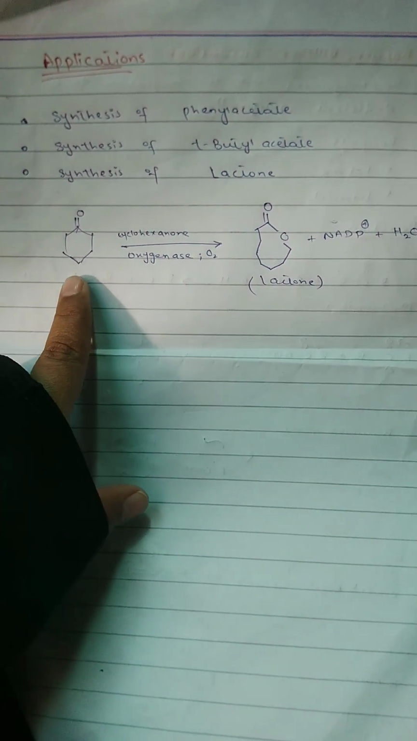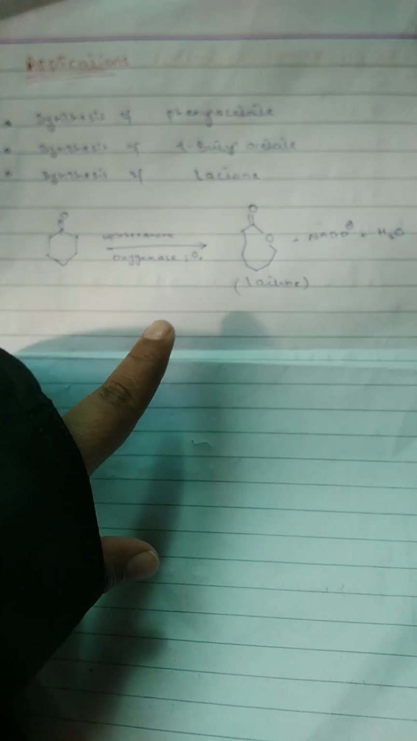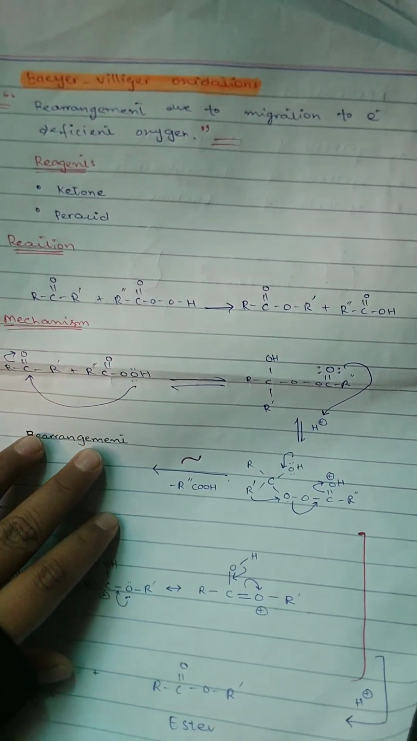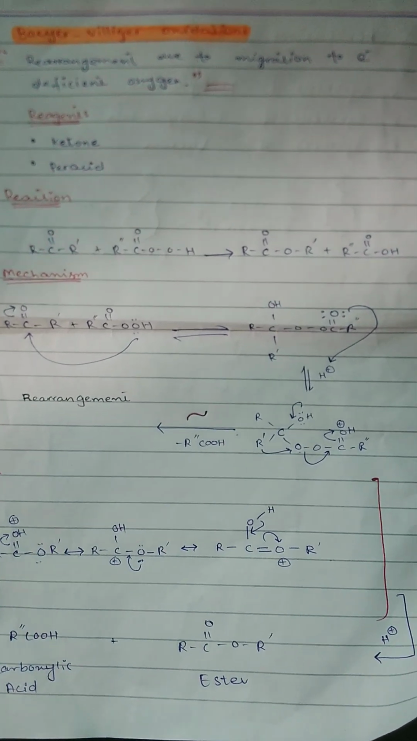This is the example. Here the ketone cyclohexanone is converted into the lactone by using the Baeyer-Villiger oxidation. Now the whole of this shows how the Baeyer-Villiger oxidation reaction uses the reagents, how this reaction happens, what is the mechanism along with the application.